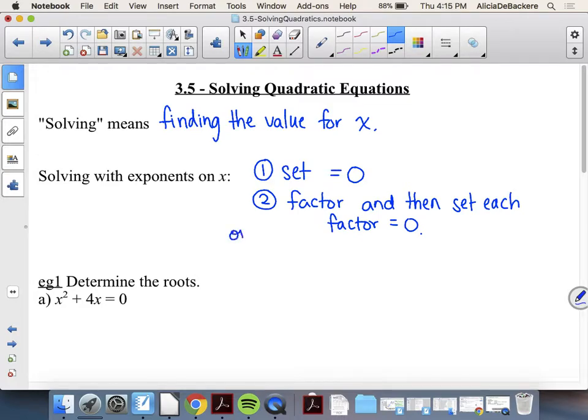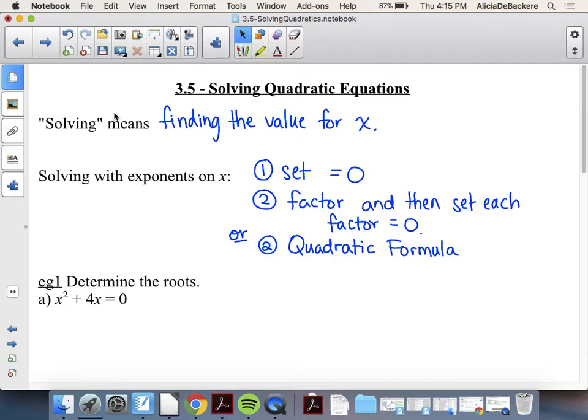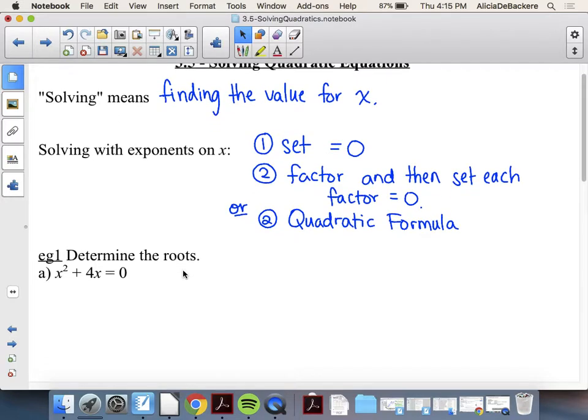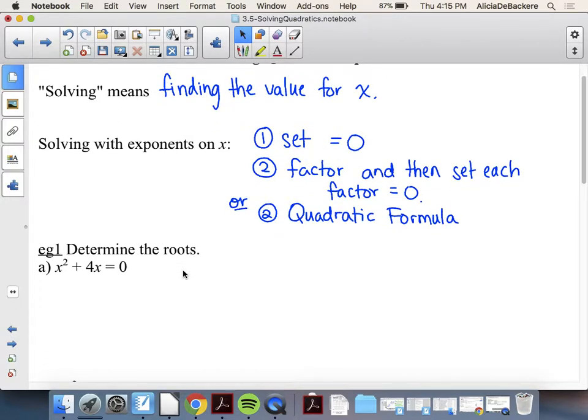My other choice for number 2, if I can't factor it, is to use the quadratic formula. Now this is a bit of overkill if you don't need to use the quadratic formula. This is not your most efficient method. So you won't lose all of the marks if you always use the quadratic formula, but you won't get all of the marks either. So you do need to show me that you can use the more efficient method of factoring when it's plausible.